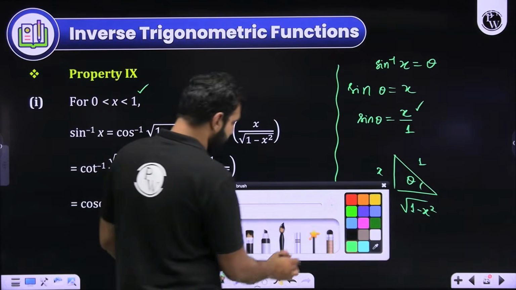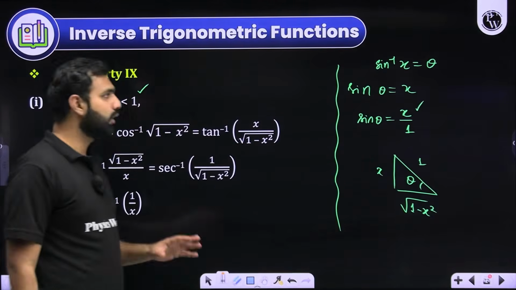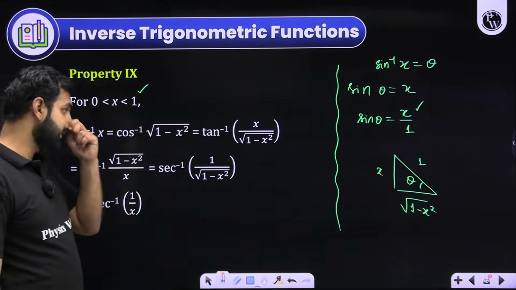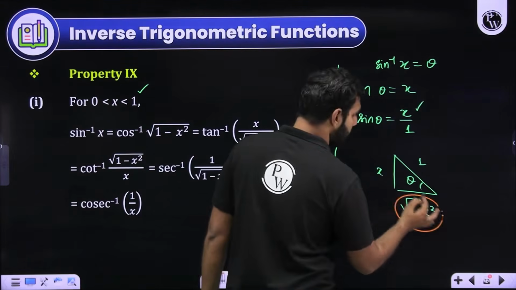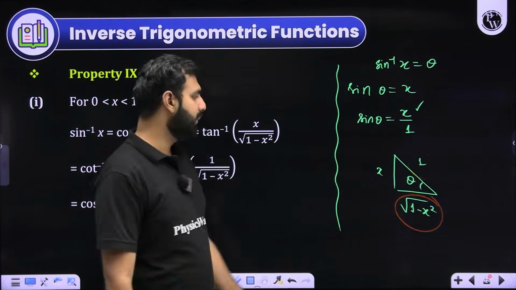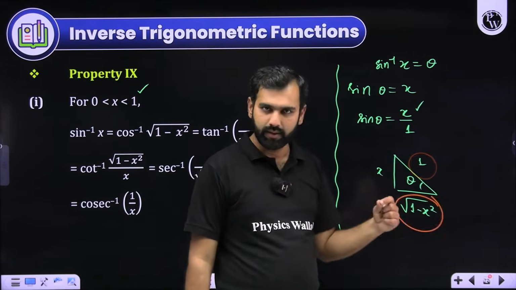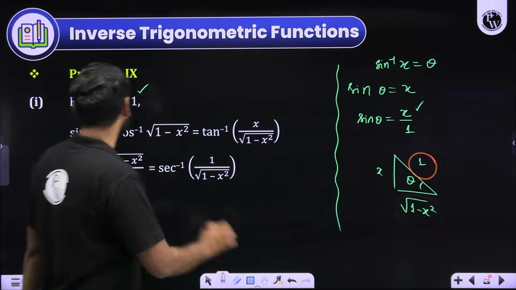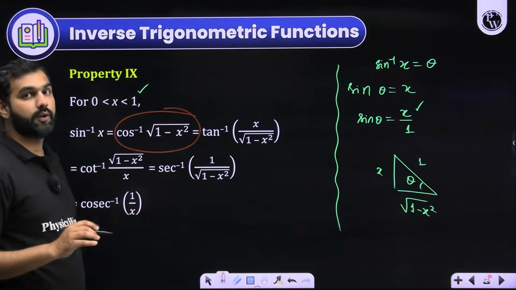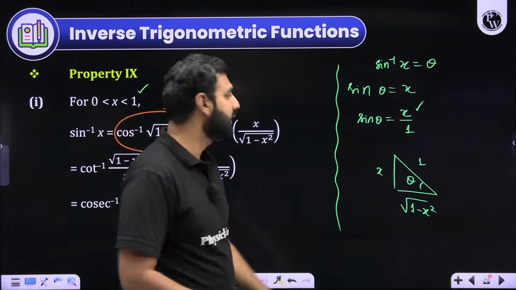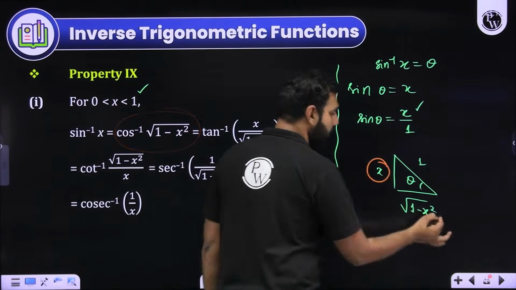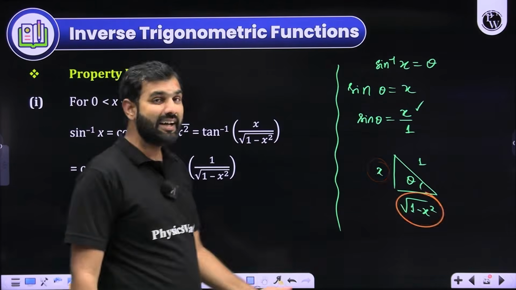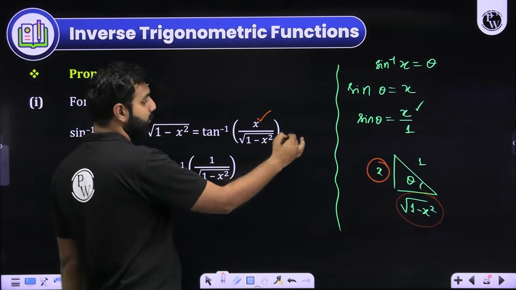What do I mean by that? What will you say about cos theta? You will say, sir, cos theta is going to be base upon hypotenuse. So cos theta will be under root 1 minus x square. That means theta will be cos inverse under root 1 minus x square. Did you get that? What can you say about tan theta? So tan theta will be perpendicular upon base. So theta will be tan inverse of x upon under root 1 minus x square.